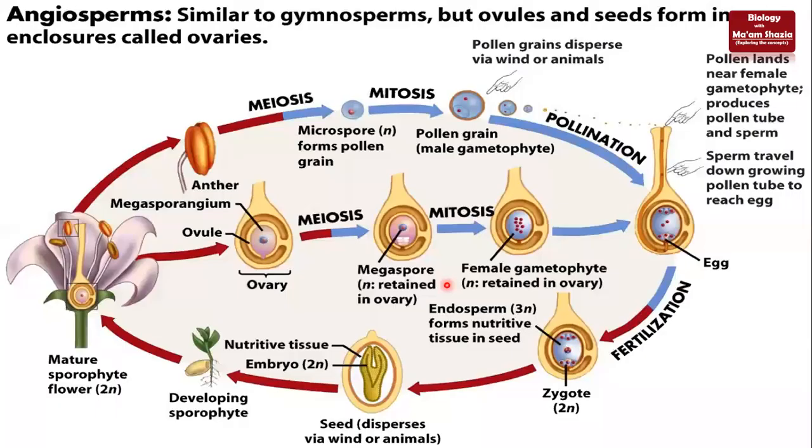Now I'm hoping that this part of the diagram will be completed. This is the anther. On meiosis, the microspore forms a pollen grain. By mitosis, the pollen grain forms the gametophyte, and on pollination it will reach up to this position, right? I have completed all this portion.